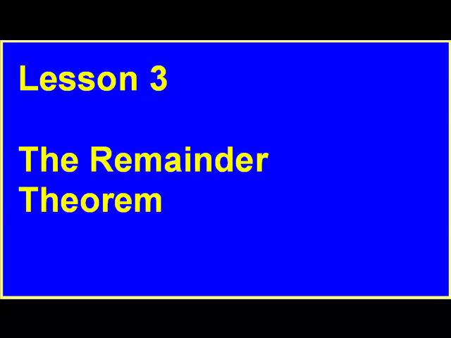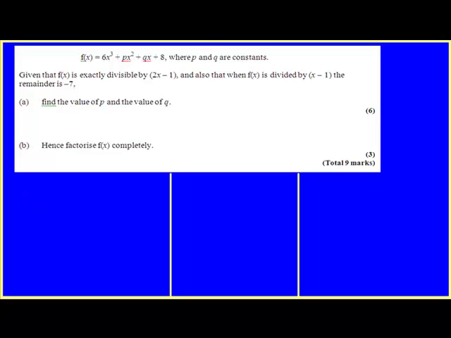Today's podcast I'm looking at the remainder theorem. I've actually got an exam question for us to look at here. I'm told that this is a function and I'm asked to find the constants p and q. The information we're given is when divided by 2x minus 1 there is no remainder.